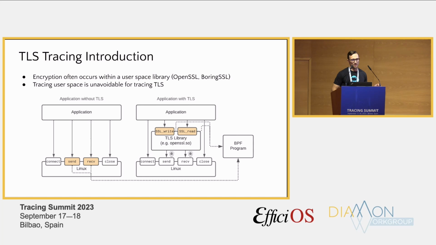So hopefully you can see here that tracing user space is a necessity. And so with eBPF, we're able to add uprobes here and gain access to the plain text again. While Pixie does this, this is also a similar tactic to what other tools like sslsniff from BCC tools do.